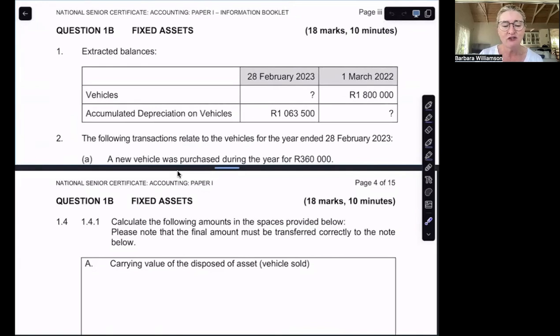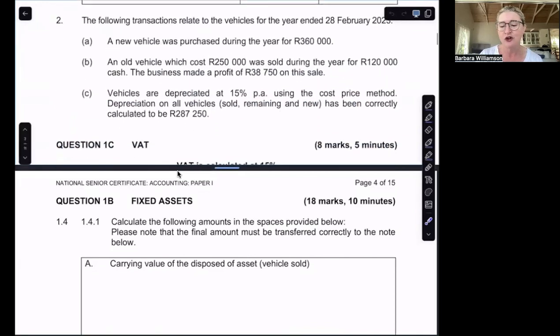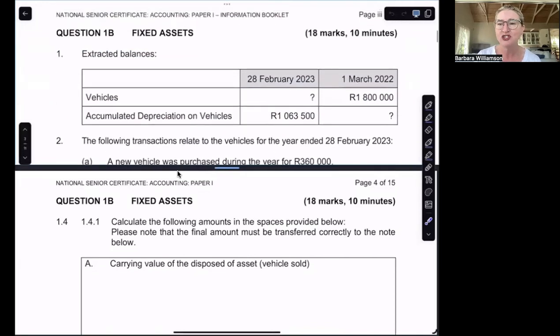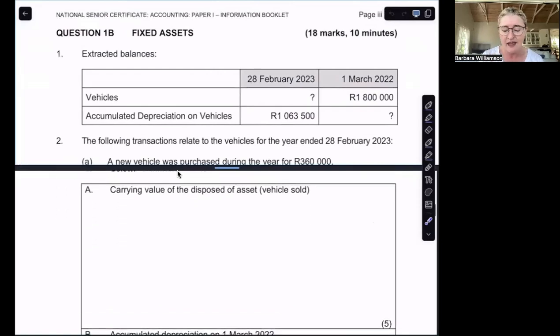In this question, you can see you're given some balances and a few transactions. Before we start looking at the information, let's go see what we need to do. We've been asked to calculate the following amounts in the spaces provided. Please note that the final amount must be transferred correctly to the note. We need to calculate the carrying value of the disposed of asset.